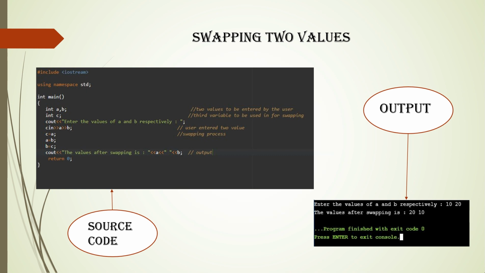And after this statement, a equals to b is written. So now the value of a will be overwritten and will hold what b is holding. So now the value of a will be 20. And remember, till now the value of c is 10. Now the next statement is b equals to c. Now the value of b will get overwritten and become the same as c is holding. That is, the value of b will be 10.